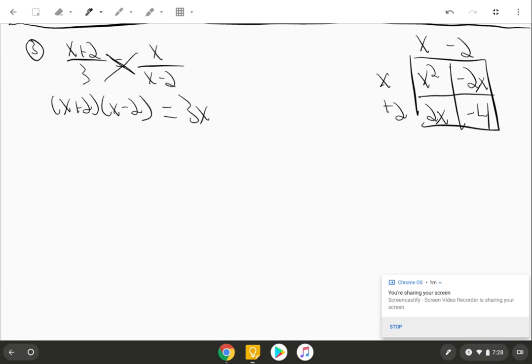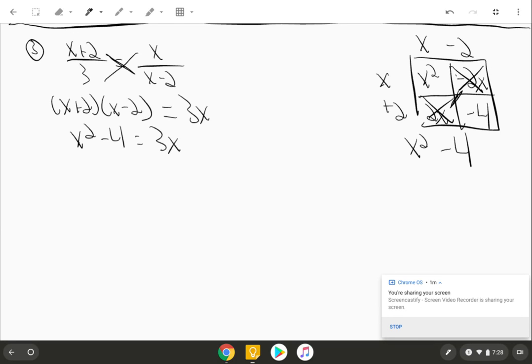All right, so when I put that all together, x squared. Now notice here in my diagonal, I have 2x and negative 2x. Those are actually going to cancel each other out. So 2x and negative 2x cancel each other out. So my final one for this is just going to be x squared minus 4. So I'm going to have x squared minus 4 equals 3x.